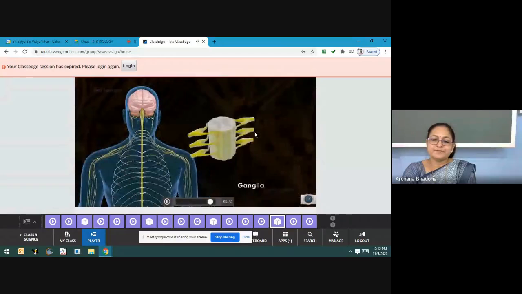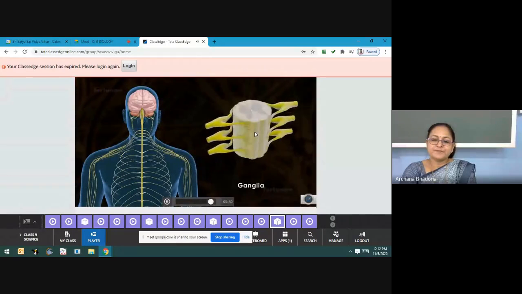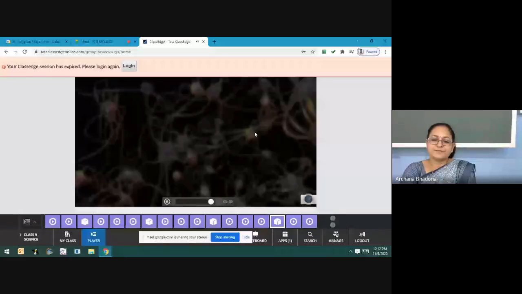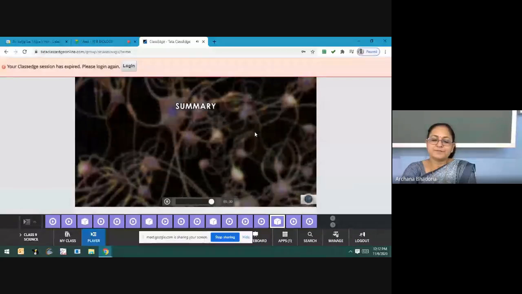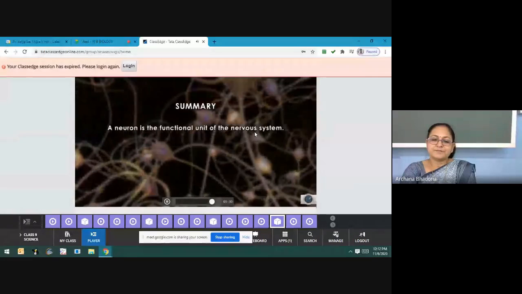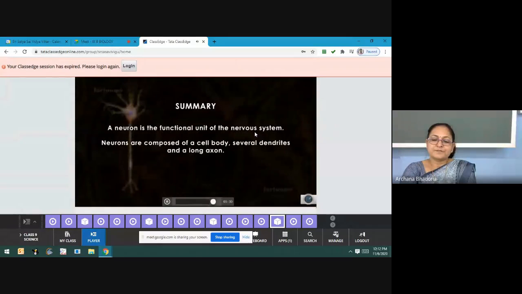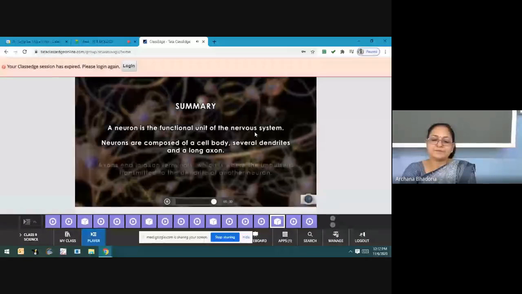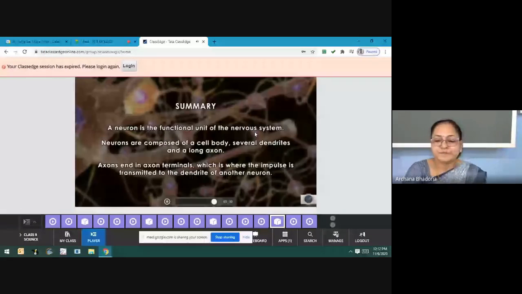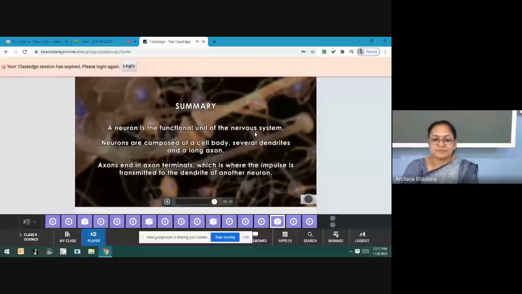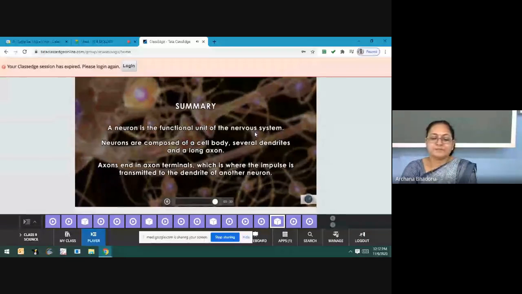Clusters of nerves are known as ganglia. Summary: a neuron is the functional unit of the nervous system. Neurons are composed of a cell body, several dendrites, and a long axon. Axons end in axon terminals, which is where the impulse is transmitted to the dendrite of another neuron.